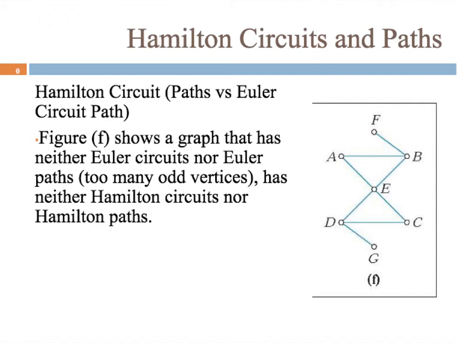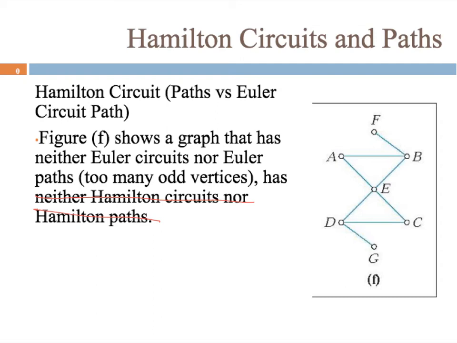Okay, and last example is figure F here, and I'm sorry, this paragraph is actually wrong here. It says that it shows a graph that has neither Euler circuits nor Euler paths. I think that part's correct. So F and G and D and B, yeah, there's too many odd vertices for either a circuit or a path for the Euler stuff. But this part about neither Hamilton circuits nor Hamilton paths, sorry, I think there's some kind of typo there, or I put in the wrong picture, but we'll just work with the picture that we have.